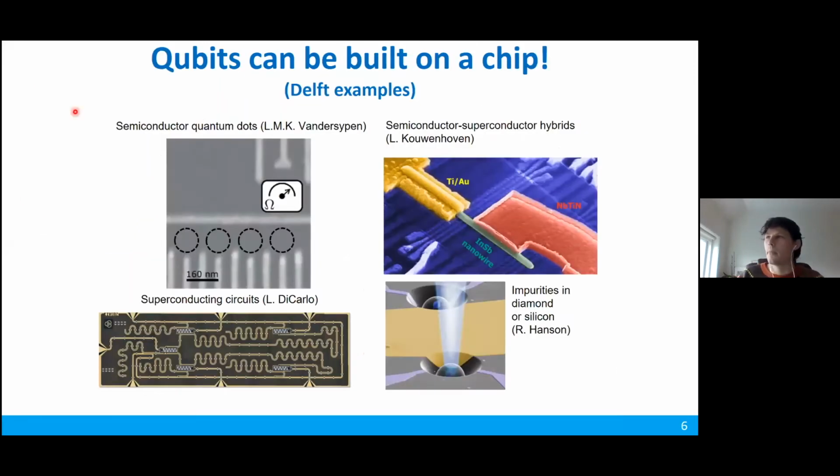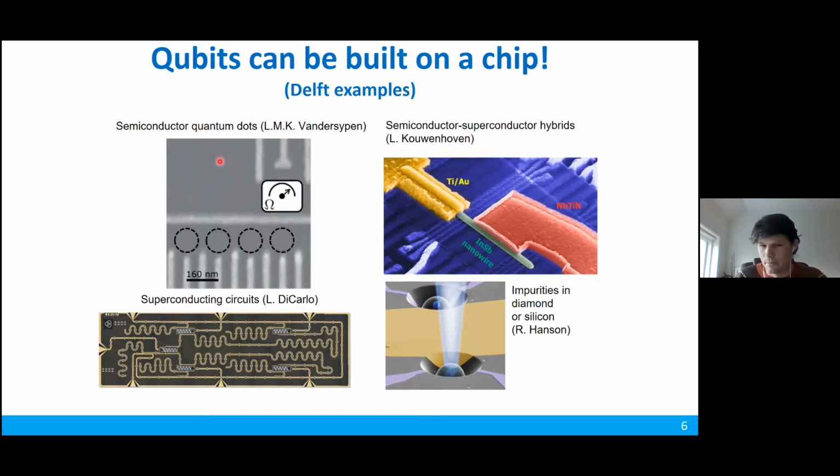So in Delft, where I'm from, we focus particularly on building these quantum computers, or the building blocks, the qubits, on chips. And there's various efforts in Delft. There's the one that I'm working on, which is gate-defined quantum dots in semiconductor materials. But there's also a group doing research on superconducting circuits, like Google and IBM use for their quantum computing prototypes. There's also efforts on hybrids of semiconductor and superconductor materials, which are used for the ongoing search for Majorana particles. And also impurities in either diamond or silicon, so-called NV centers, which can be more easily optically coupled, for example, to build a quantum internet.